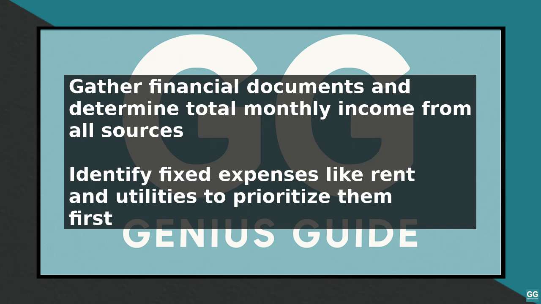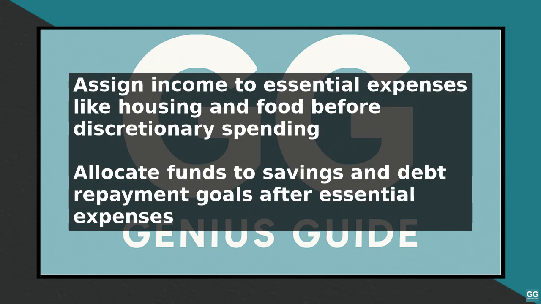Allocate 50% of your income towards essential expenses, 30% towards discretionary spending, and 20% towards savings and debt repayment. This rule provides a guideline for allocating your income, but you can adjust the proportions based on your individual needs and goals. Practical examples of zero-based budgeting include allocating a specific amount for groceries, entertainment, and travel.